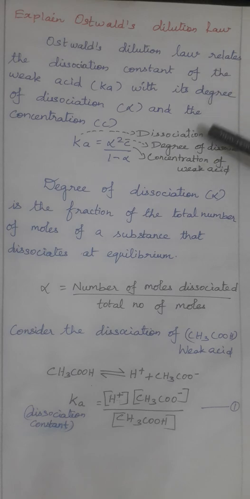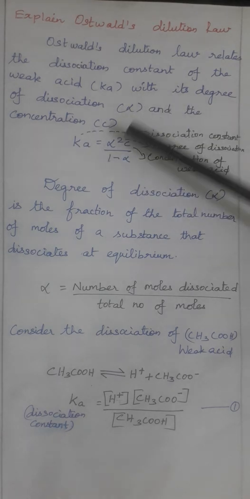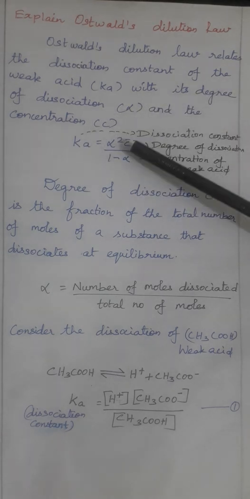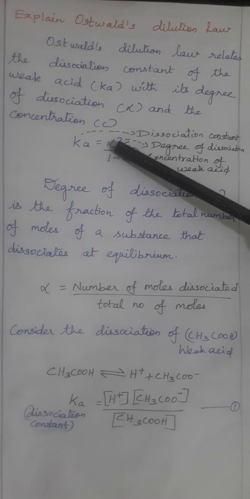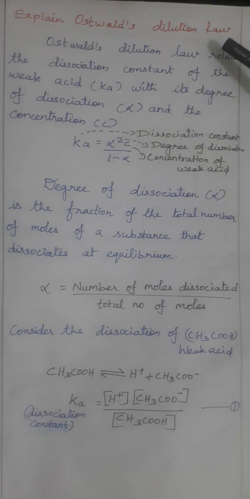What is the definition of Ostwald dilution law? Ostwald dilution law relates the dissociation constant of the weak acid K with its degree of dissociation of weak acid alpha and the concentration of the weak acid. That is the definition of Ostwald dilution law.